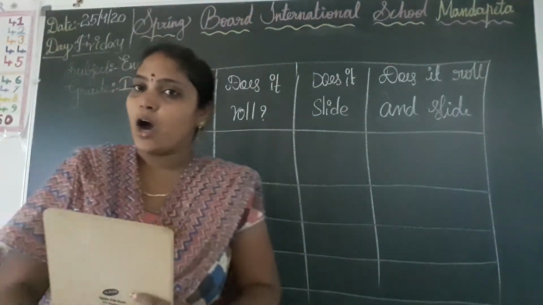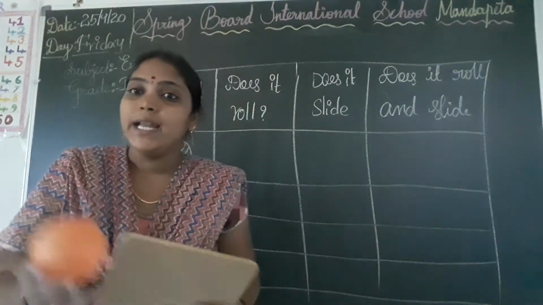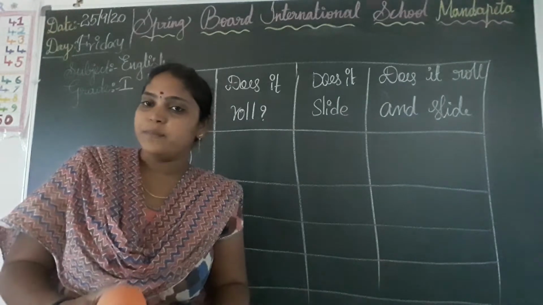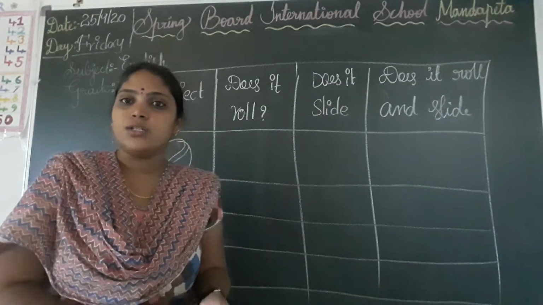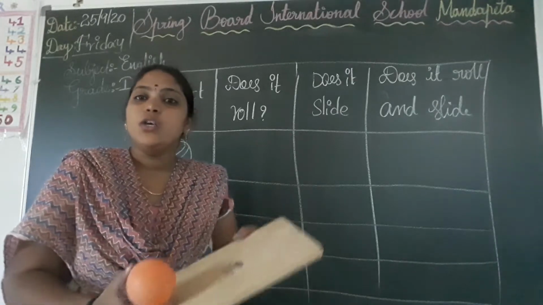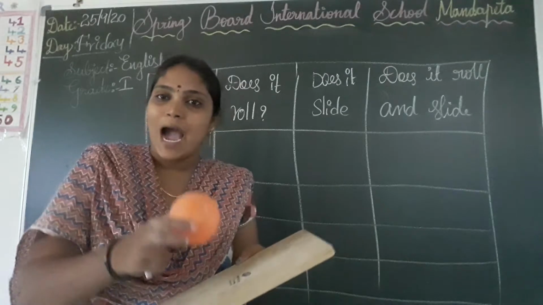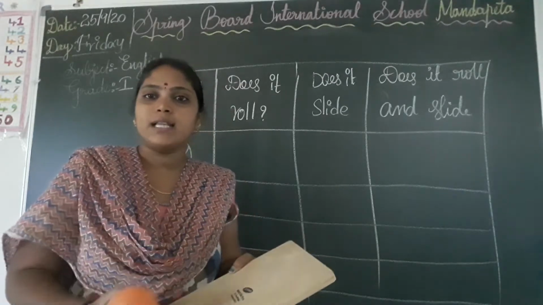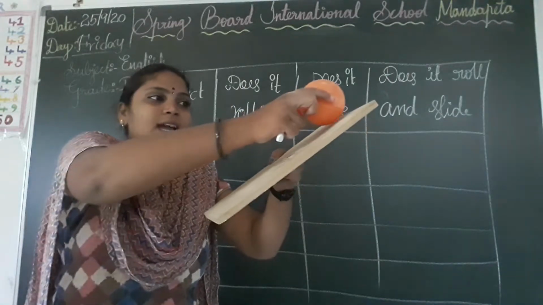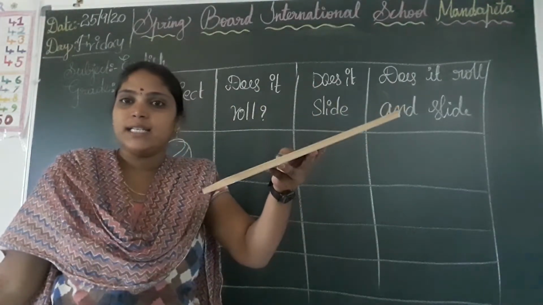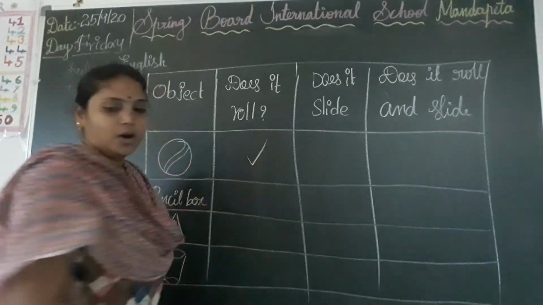So here the objects that have flat surfaces slide and the objects that have curved surfaces roll. Okay, let us check children. So when we place objects on a slope, you have to check whether it rolls or slides. Okay, here I have taken a ball. You have to check whether it rolls or slides, children. It rolls. So tick the roll.